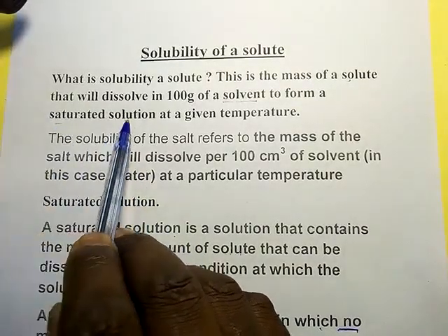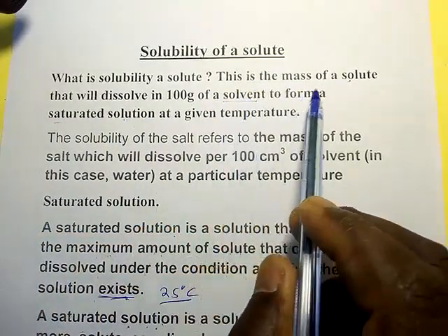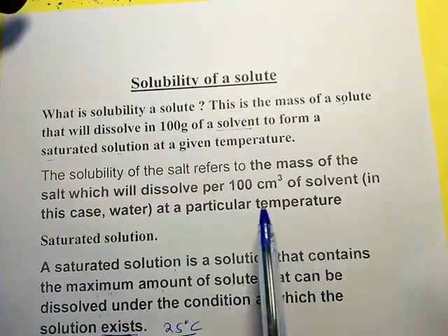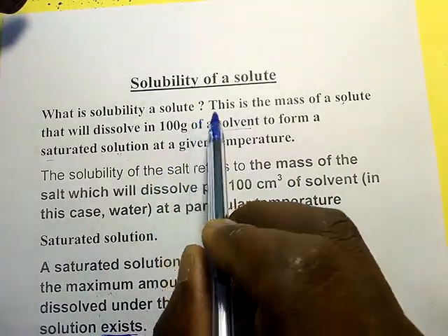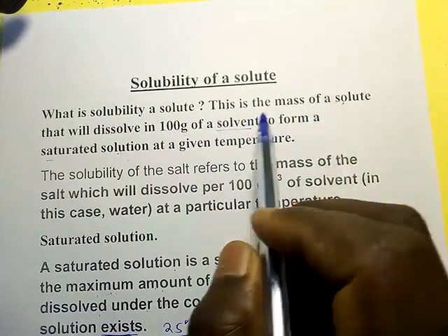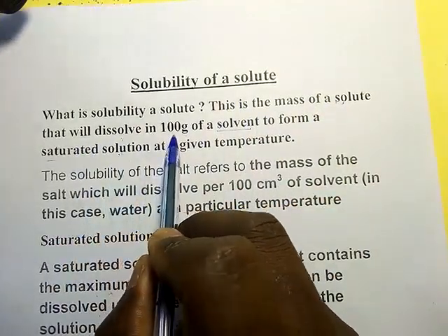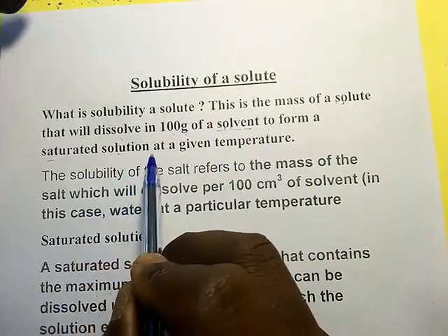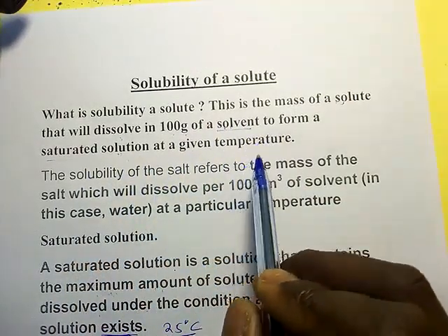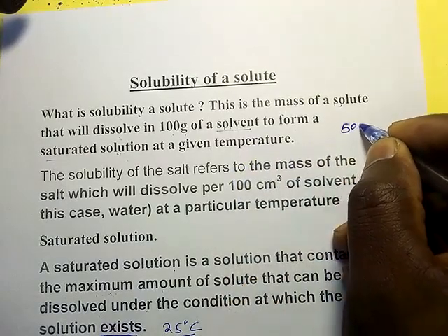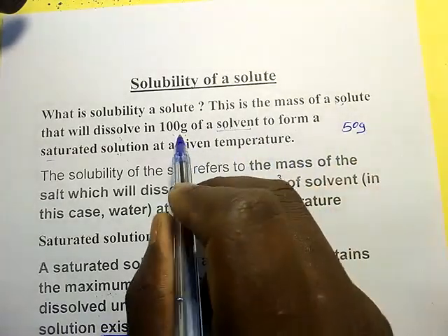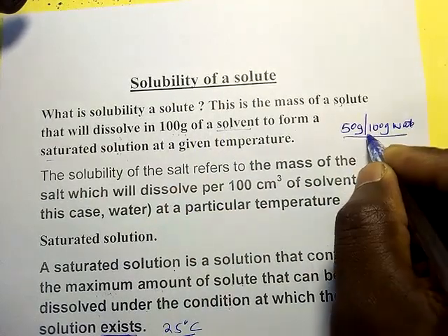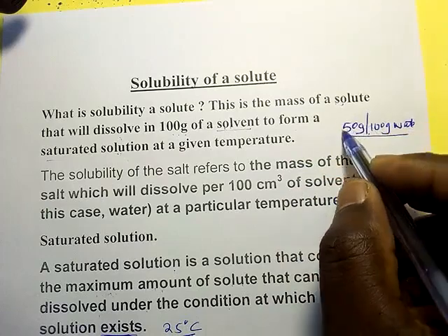Having understood what is a saturated solution, having known what is a solvent, having known what is a solute, now we can comfortably define solubility of a solute. Now let me take you slowly through what is solubility of a solute. This is the mass of a solute that will dissolve in 100 grams of the solvent. I've said the solvent we mostly use is water, to form a saturated solution at a given temperature. So if I have 50 grams dissolved in 100 grams of water, this is what we call solubility of that solute to form a saturated solution.